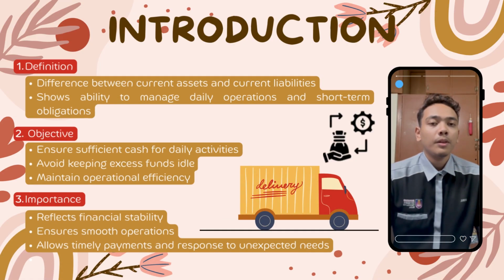First, definition. Working capital is the difference between a company's current asset and current liabilities. It shows how well a company can manage its daily operations and meet short-term financial obligations. Current assets include things like cash, inventory, and money owed by customers, while current liabilities include bills, short-term loans, and payment to suppliers.